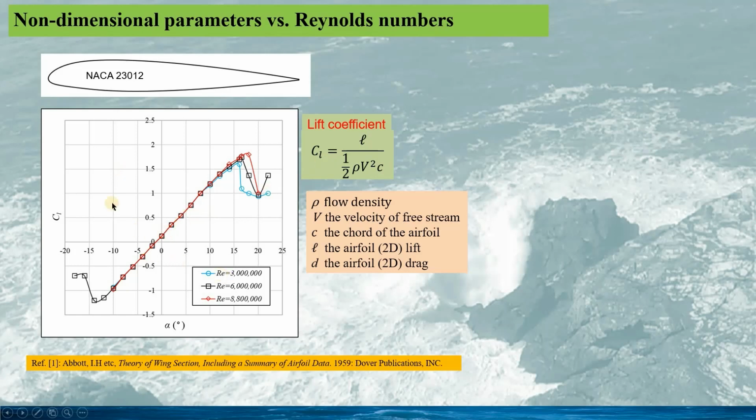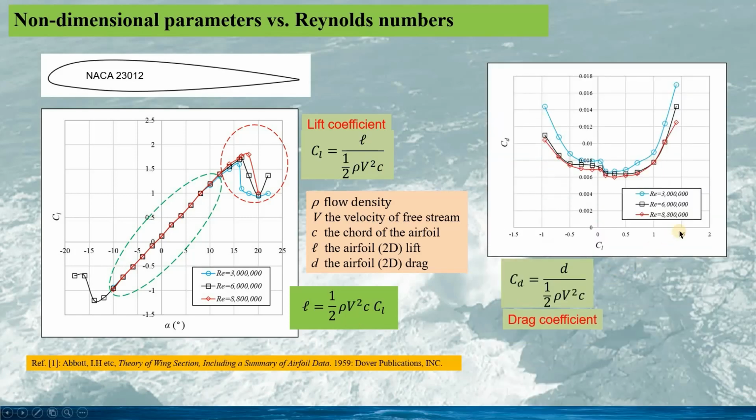But when the angle of attack is small, the Reynolds number would not have much influence on the lift coefficient. However, when the angle of attack is larger, for instance larger than 15 degrees, we can see the Reynolds number has a big influence on the lift coefficient. And the larger the Reynolds number, the higher the maximum of the lift coefficient. From this plot, we can easily decide the CL, and we can use the expression here to get the airfoil lift.